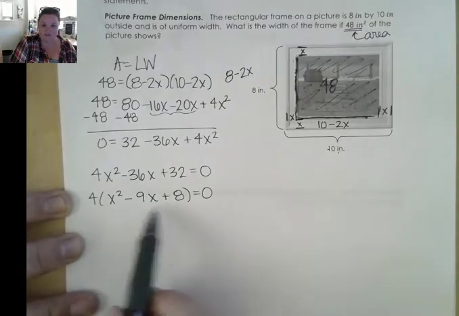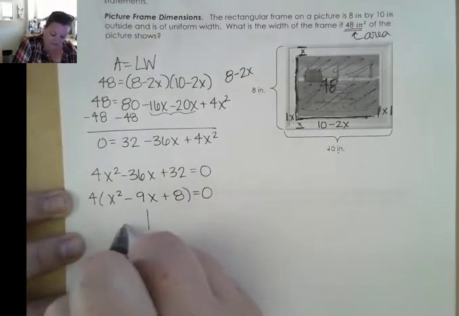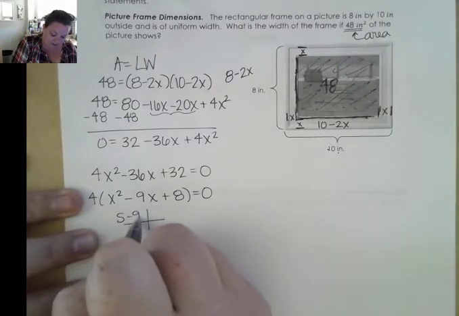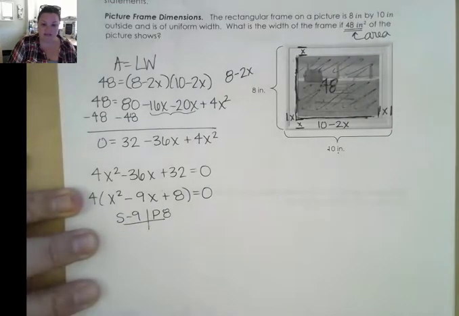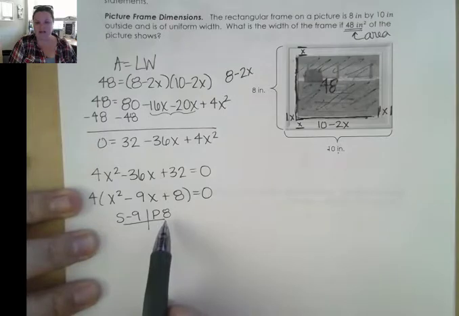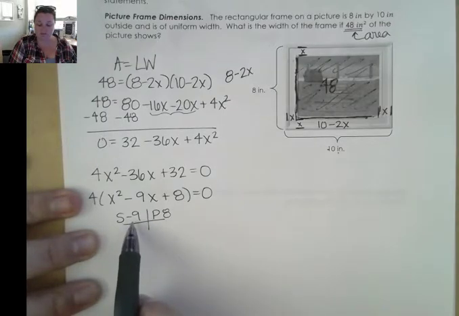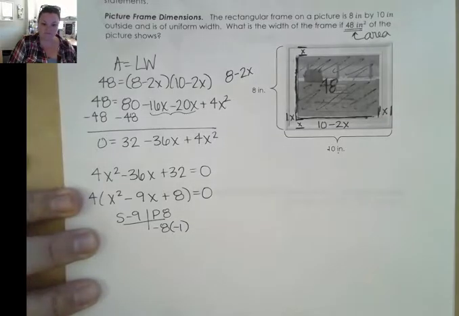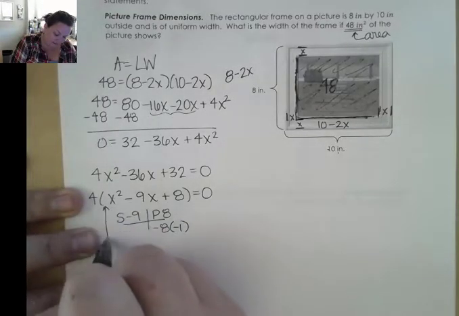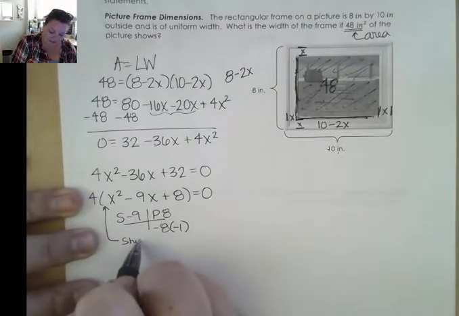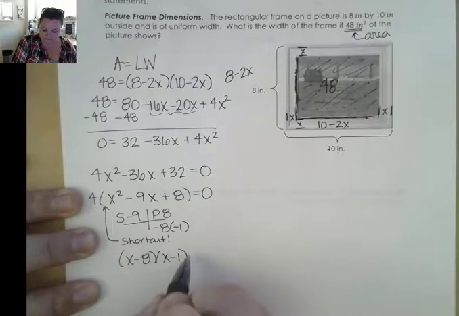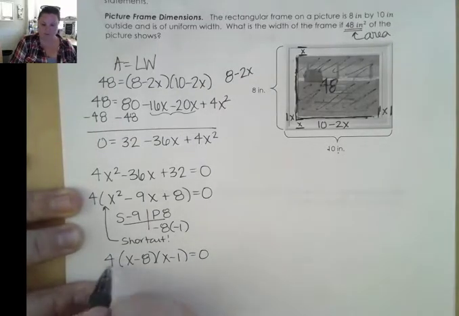And then we want to do some product with what we have inside here. Okay, so to do some product in here, this means I have a sum of negative 9 and a product of 8. What can I multiply to get 8 that I can combine to get negative 9? Would have to be a negative 8 and a negative 1. And because my leading coefficient is a 1, I can use my shortcut, which tells me this factors into x minus 8 times x minus 1. And I bring my 4 down.